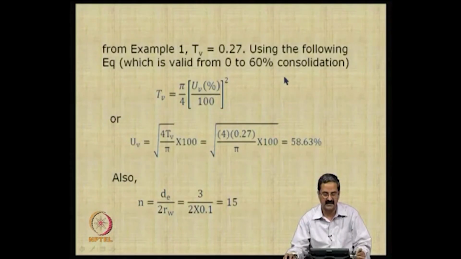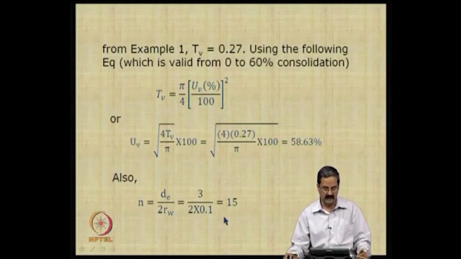We have this for the same calculation. You have this expression from the basic consolidation theory, and we are trying to calculate UV. This TV is already obtained earlier, and what we are trying to do is calculate the number of sand drains here. So, DE I assumed as 3 meters, and the radius of the sand drain is about 0.1, and you will get a number 15.